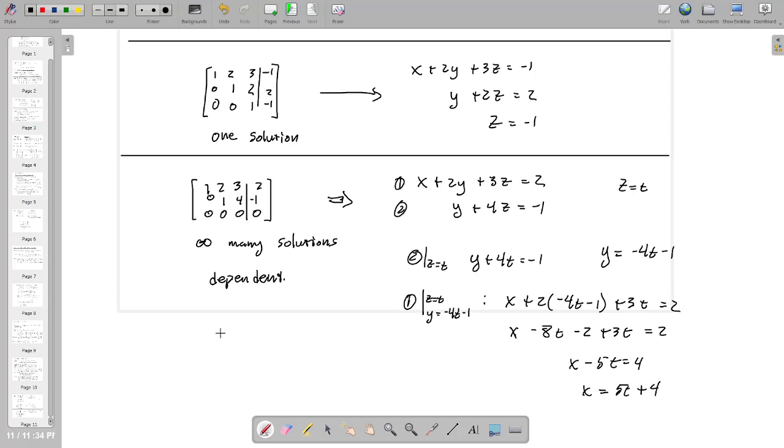Now I can just write out my solution. Everything will be in terms of t. x will have a t in it, y will have a t in it, z will be t exactly, because that's the one we substituted for t. So we'd have 5t plus 4 for our x value. Our y value would be negative 4t minus 1, and our z value would be t.